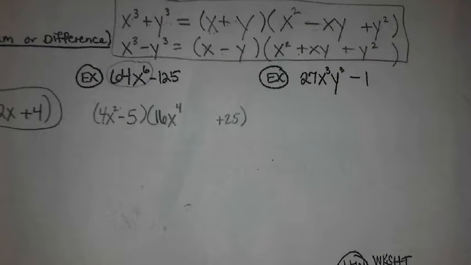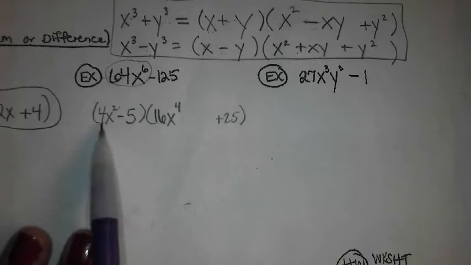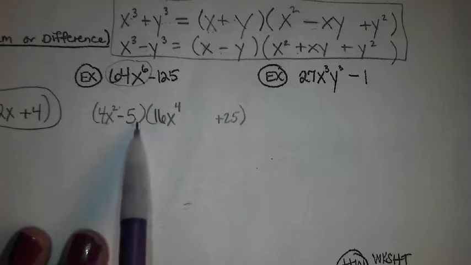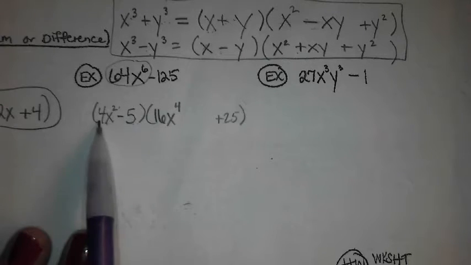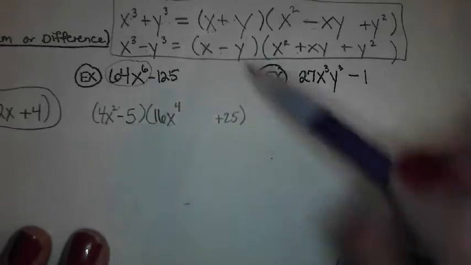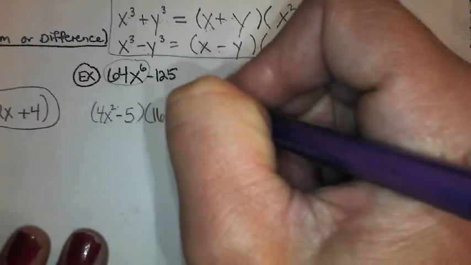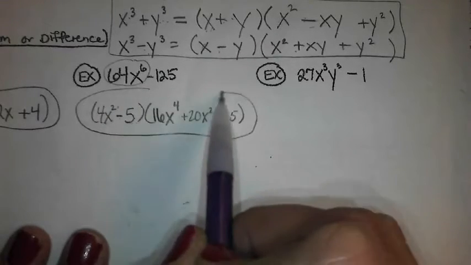And what is your middle term, do you think? Take a second. Pearson? Not quite. Who can help her out? Andrew, and tell her how you get it. Perfect. Multiply these together, which is 20x squared, and because that was a minus, we use a plus. 20x squared. Beautiful.